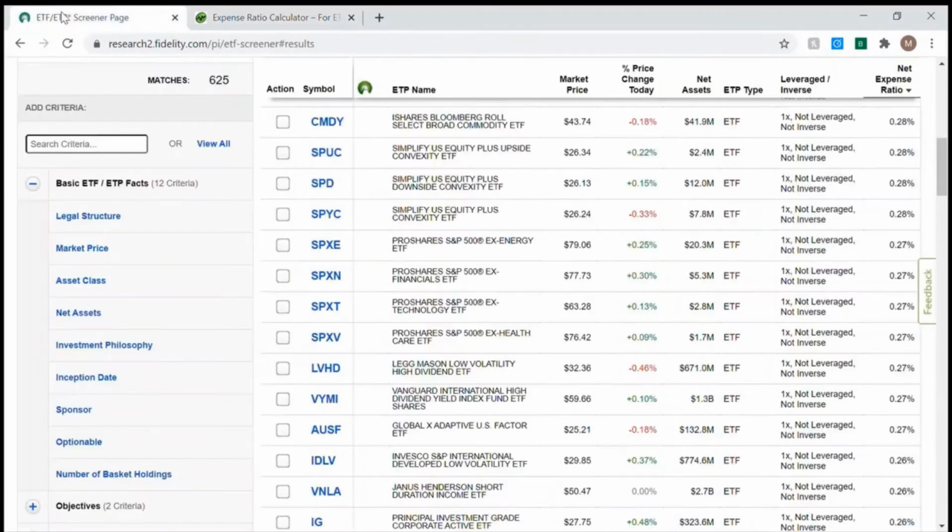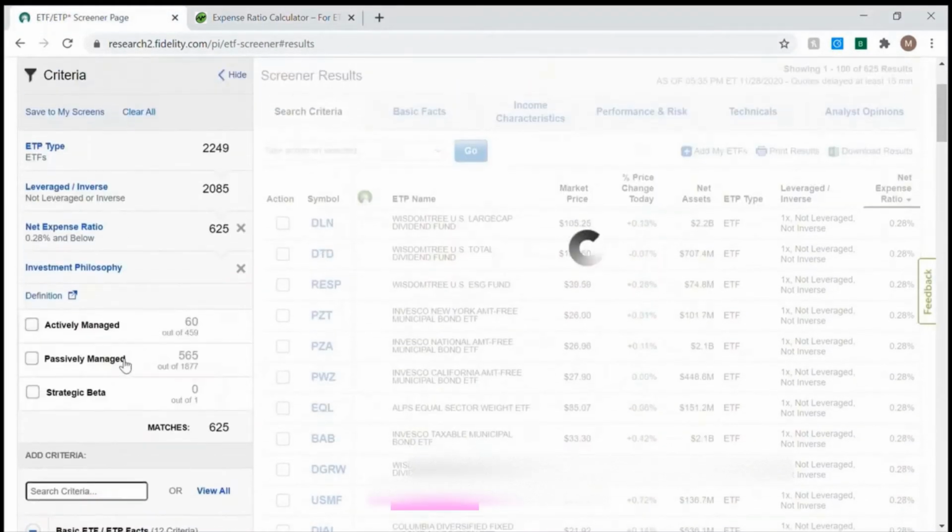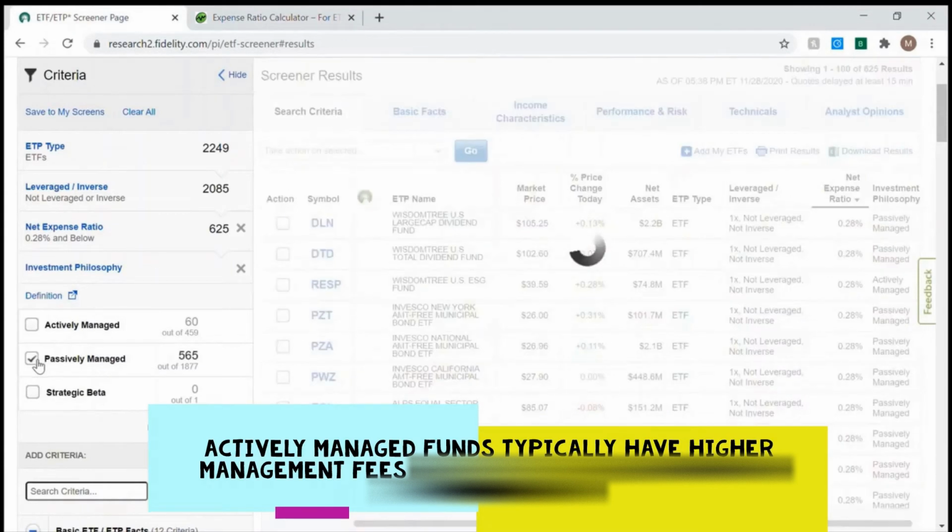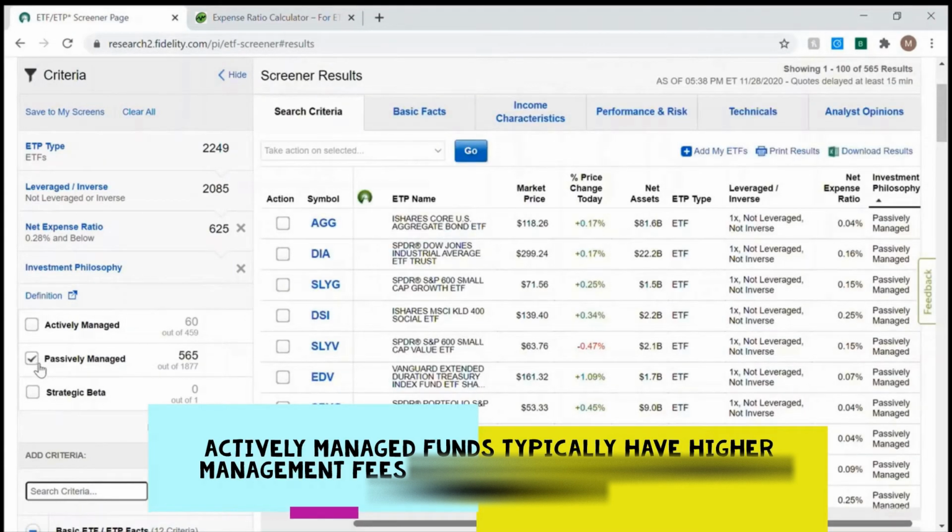Next filter that I want to select is investment philosophy, and then I want to go ahead and select passively managed. Typically, actively managed funds have fees that are much higher, so this is something that we want to avoid for a retirement investment.